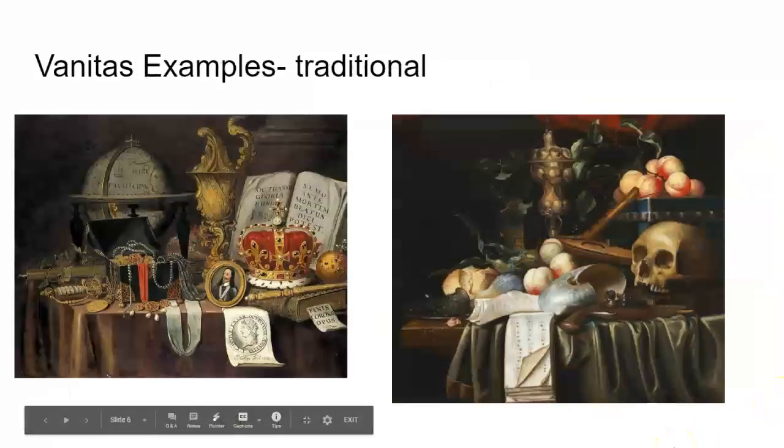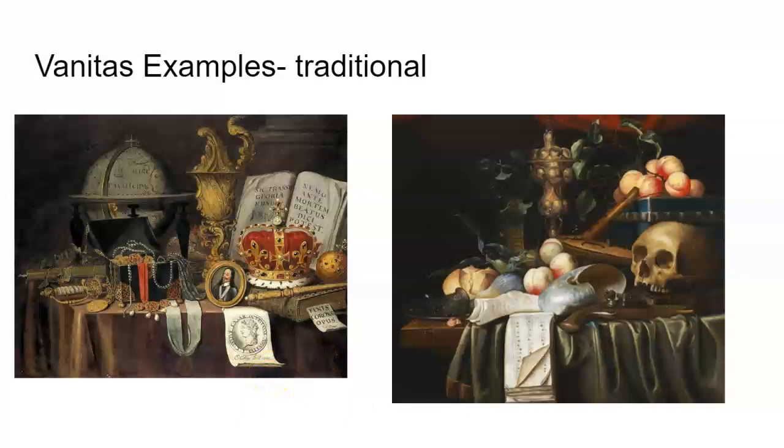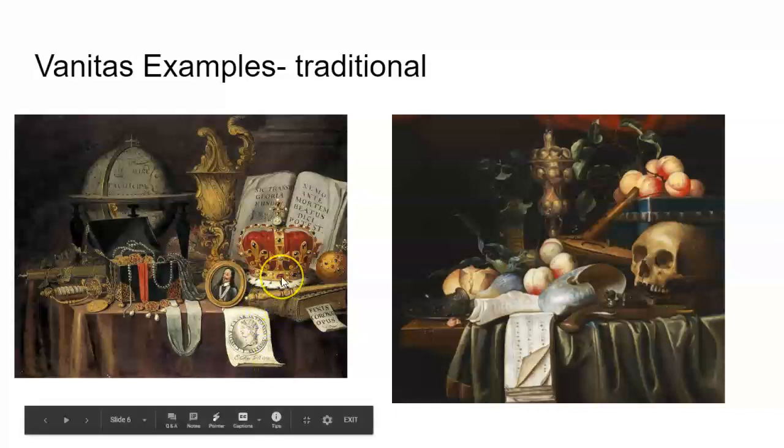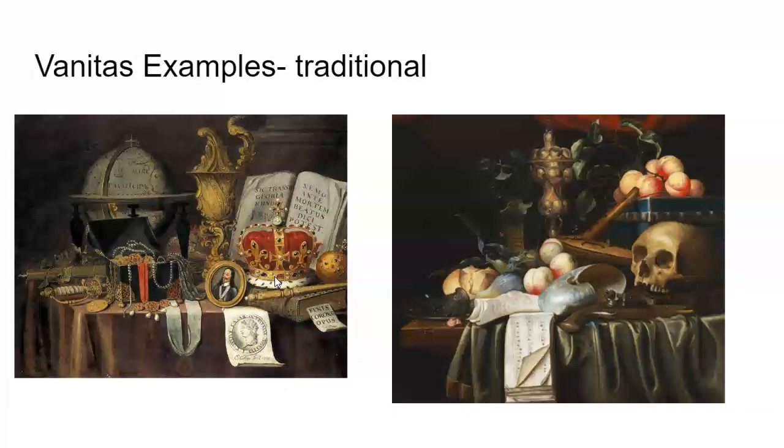So here are some traditional examples. On the left, you have one that does not have a skull in it. It's much more rare to find one that does not have the skull itself. Here it's in reference to the sin of pride and greed. And you see a lot of things like there's a crown, there's a lot of jewelry, there's a lot of material goods. And that is all things that pass away. You can't take those with you.